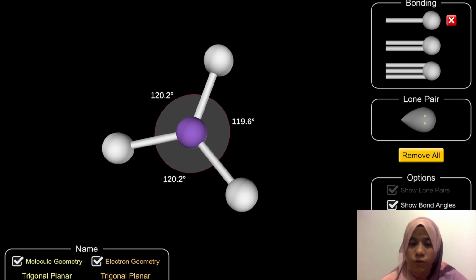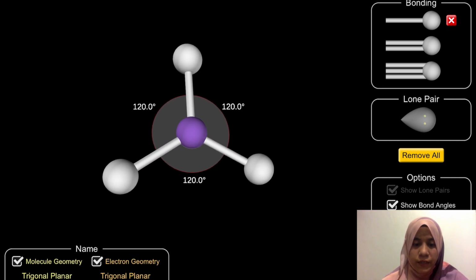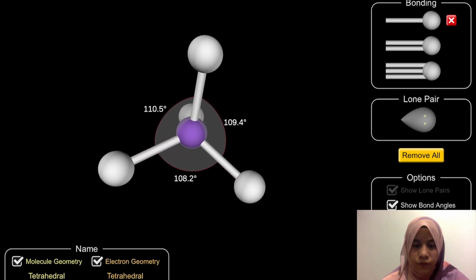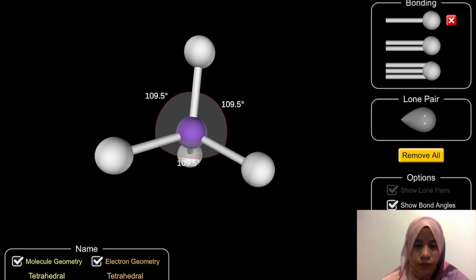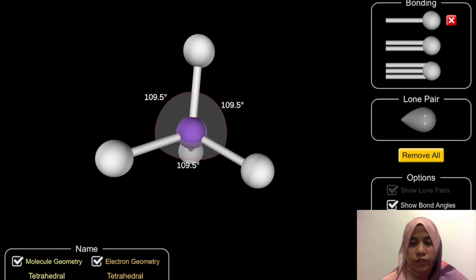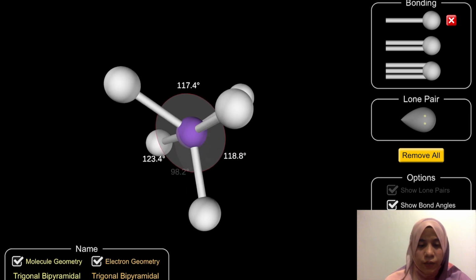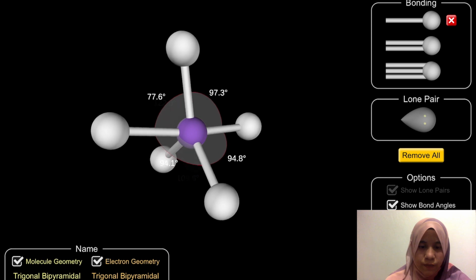We add one more, we get trigonal planar, which has a bond angle of 120. Add some more, we get 109.5, our tetrahedron. It looks like this. If we add one more, we get trigonal bipyramidal. Again, how to draw it? It will look like this.